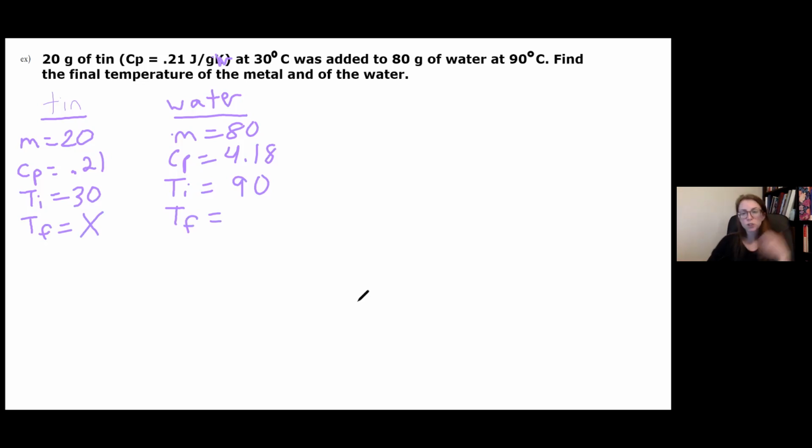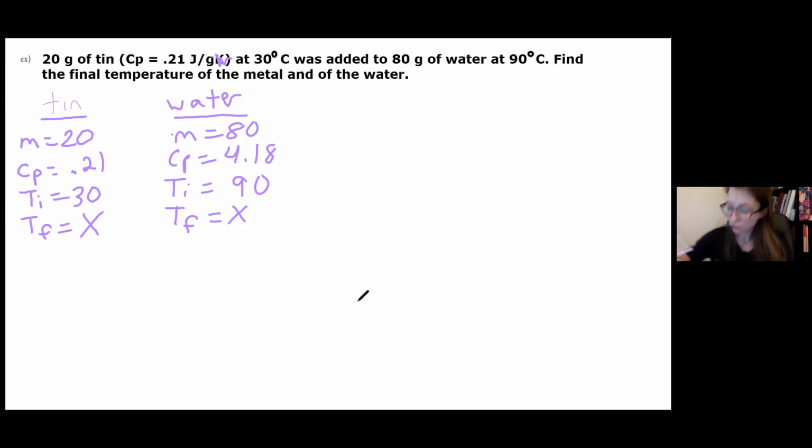How does the final temperature of the tin compare to the final temperature of the water? Remember, the hot thing is giving its heat away, the cold thing is heating up, and they'll keep transferring that heat until they reach the same final temperature. So if X represents my final temperature of the tin, X also represents the final temperature of the water. Your final temperatures are the same, even though your change in temperatures never will be.